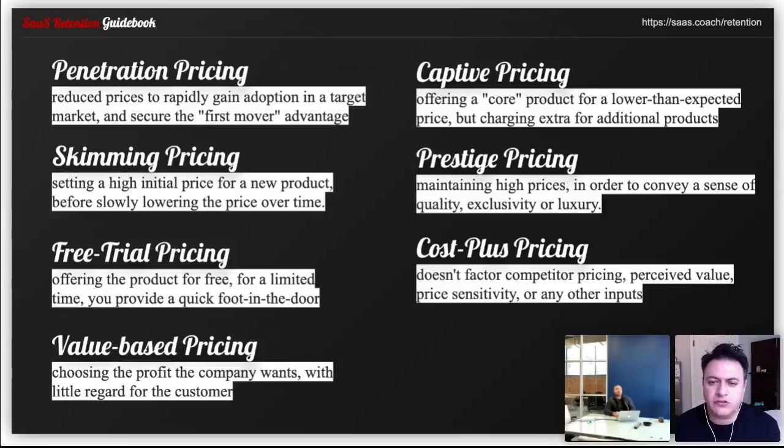Yeah, it's an interesting model, because I think the idea is if you can get someone to see that core product as a really great value, then you hook them in with that, and then you can grow each account by offering those additional services and products.